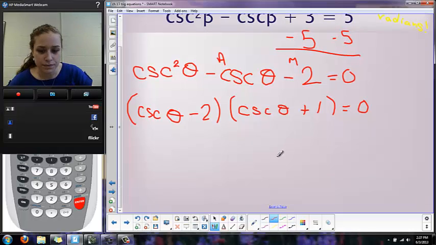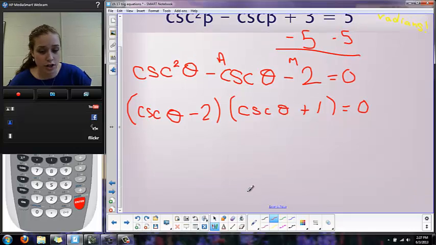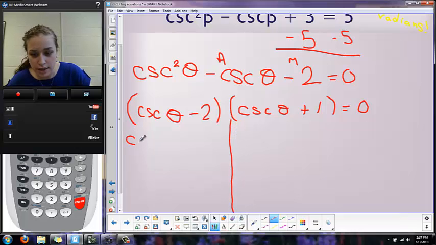Okay, so awesome. Now we're going between 0 and 2 pi. So we are going to have to change over to radians at some point, but not yet. I'm not going to worry about that just yet. So cosecant theta minus 2 is equal to 0. Add 2 to both sides. That gives me cosecant theta is equal to 2.